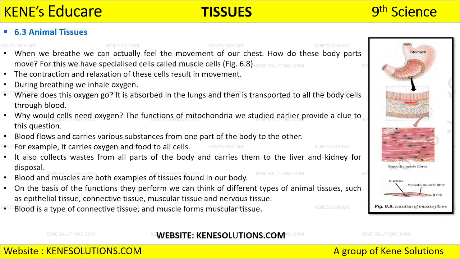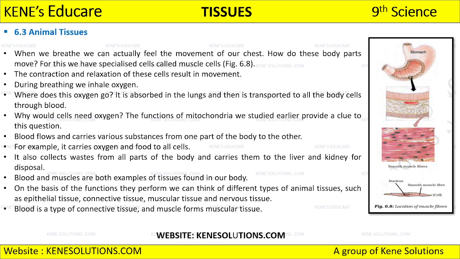Okay, so blood flows and carries various substances from one part of the body to another. What will the blood do? Blood is going to flow in our body and provide various substances from one part of the body to another. For example, blood carries oxygen and food to all the cells. This is one of the functions of the blood. Then it also collects waste from all the parts of the body and carries it to the liver and kidney for disposal. Okay, the sentences are very clear. I don't think I have to explain this to you all.